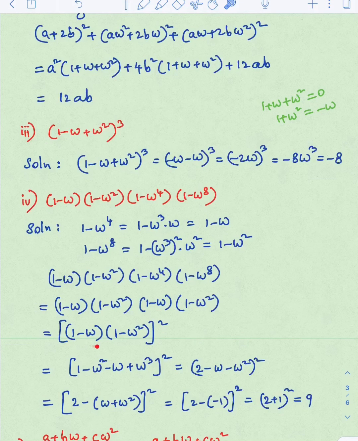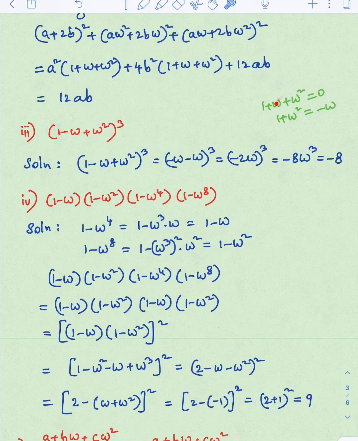And 4 terms will come. 1 into 1 is 1. 1 into minus omega square is minus omega square. Minus omega into 1 is minus omega. Minus omega into minus omega square is plus omega cube, whole square. And what is omega cube? 1. 1 plus 1 is how much? 2. 2 minus omega square whole square. Here minus is common in the second and third terms. 2 minus, it will become (omega plus omega square) whole square.